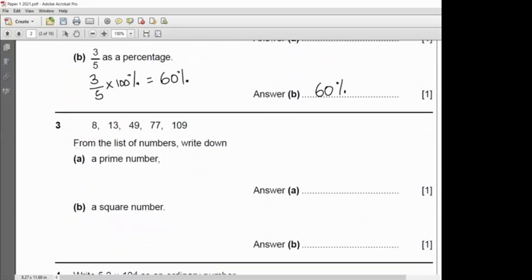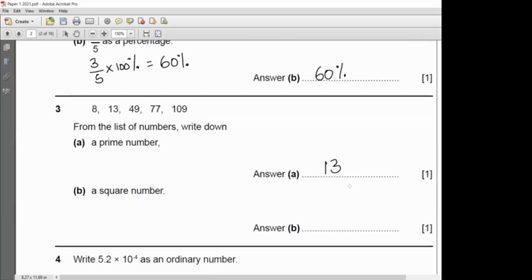Right, from the list, this is the list, 8, 13, 49, 77, and 109. Write down a prime number. So remember, a prime number is a number that does not have any other factors except 1 and the number itself. So the prime number that we have over here is 13. So I would write that down. 13 is a prime number because it has only 2 factors, that is 1 and itself.